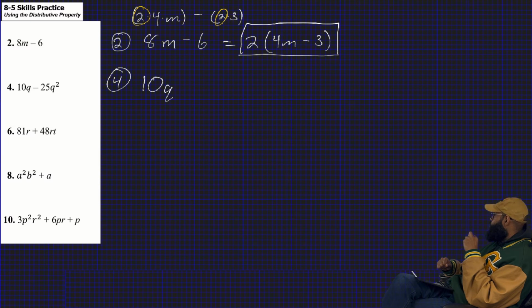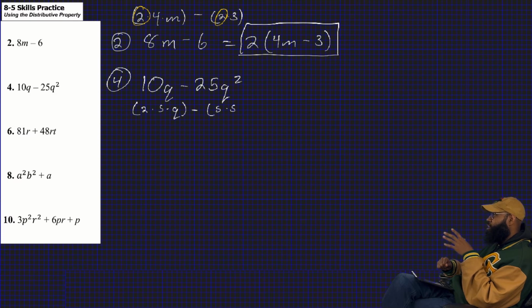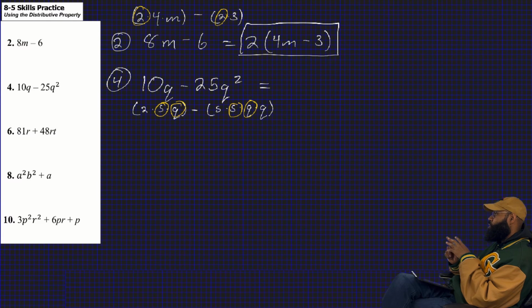For number 4, 10q minus 25q to the second. My brain automatically sees 5s. So 2 times 5 times q. That's your first term. And then of course the second term, 5 times 5 times q times q. And again, what do they have in common? Well, I got a 2 in the first term, no 2s in the second. I got a 5 in the second term, and I have a 5 in the first term. I got a q in the second term and a q in the first term. So they share a 5 and a q.